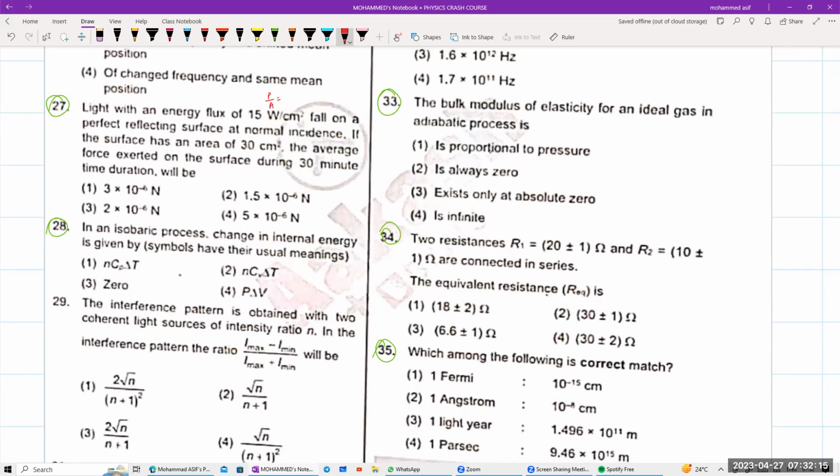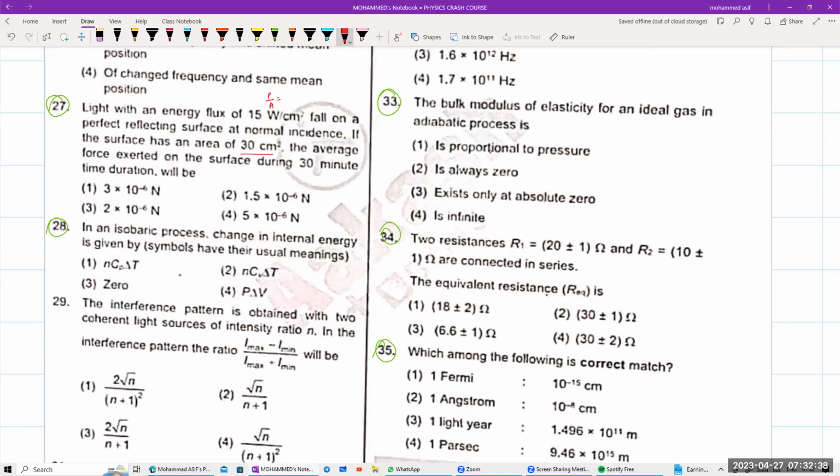normal incidence. That means at whatever angle of incidence it falls, it will reflect at the same angle. If the surface has an area of 30 centimeters square, the average force exerted on the surface during 30 minutes of the time duration will be equal to how much? Energy falling is given in the problem, beta, that is given as 15 watt per meter square, isn't it?